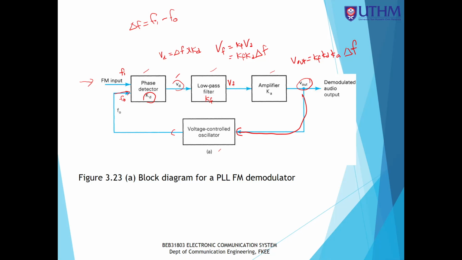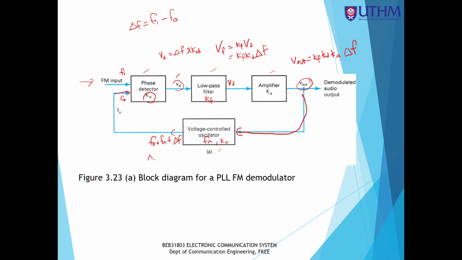And what happens is that the output produced here, Fo, is equal to Fn, where Fn is the voltage control oscillator's natural frequency, the rest frequency, plus delta F. So how much is delta F? This one also has a transfer function of KO, for example KO.